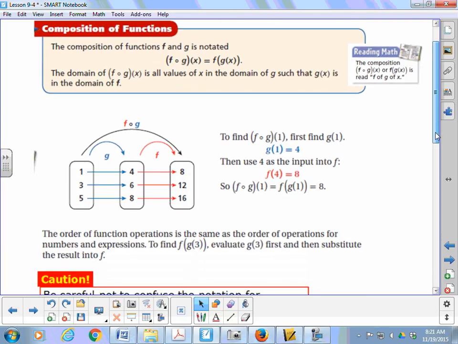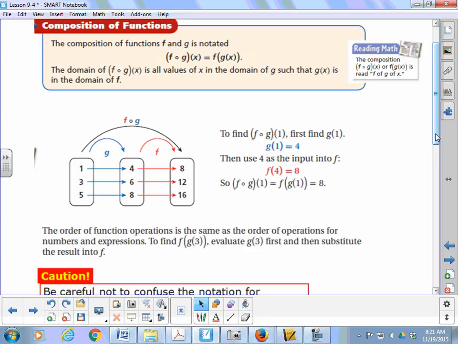So when you're doing composition of functions, that means we're taking one function, which I call the middle one, and we're going to replace the other function with it. We're putting it in for the other function. So if it says f of g of x, first we're going to find out what g of x equals, and then we're going to plug that into f of x and find the number there.